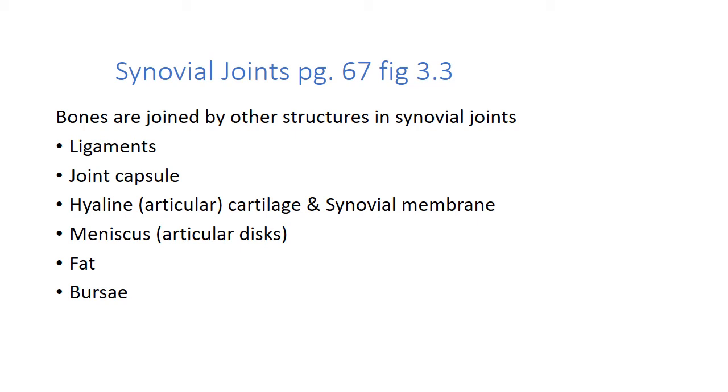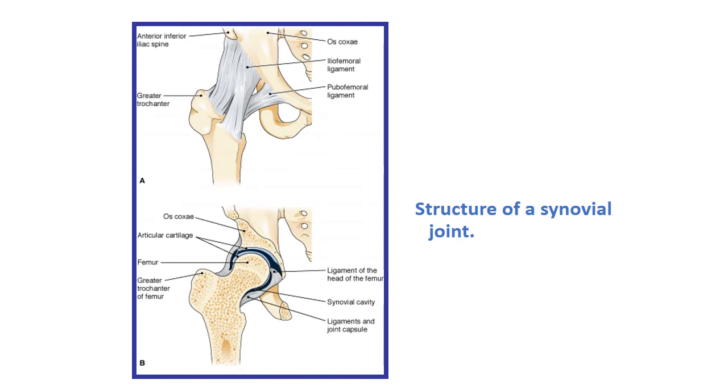Here we see the structure of a synovial joint. We see the joint capsule and the ligaments. We can also visualize the articular cartilage. And you see we have the greater trochanter of the femur. That's one of those bone markings that we mentioned. It's important to know some of these bone landmarks because physicians make references to them. But if you're working in this particular specialty, that's something that you can become more familiar with.